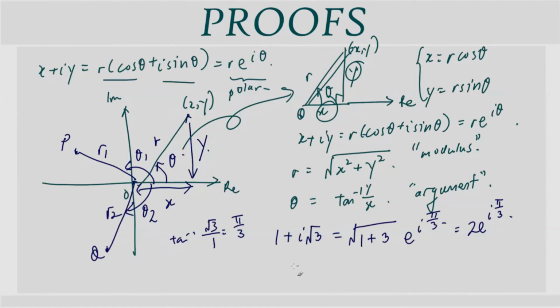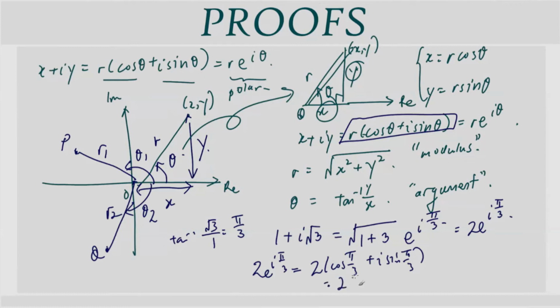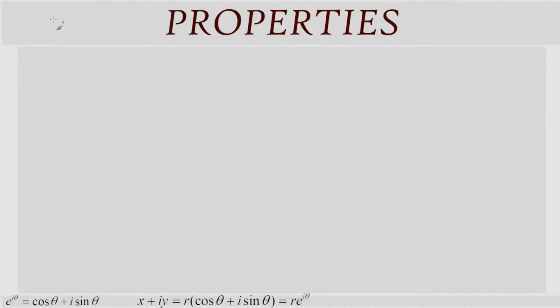And just to check whether it works, we have 2e^(iπ/3) be equal to r times cosine theta plus i sine theta. So it's equal to 2 times cosine pi over 3 plus i sine pi over 3. We get 2 times half plus i root 3 over 2, and we get 1 plus i times root 3, right? Which is correct.